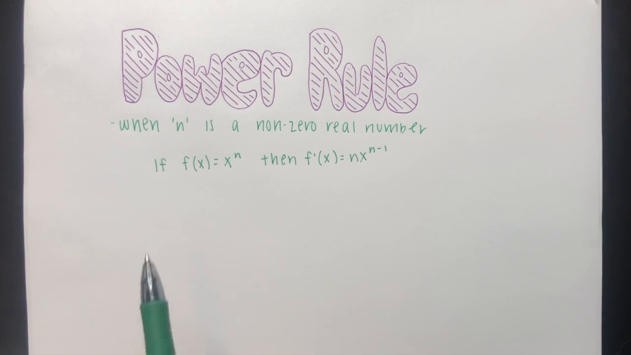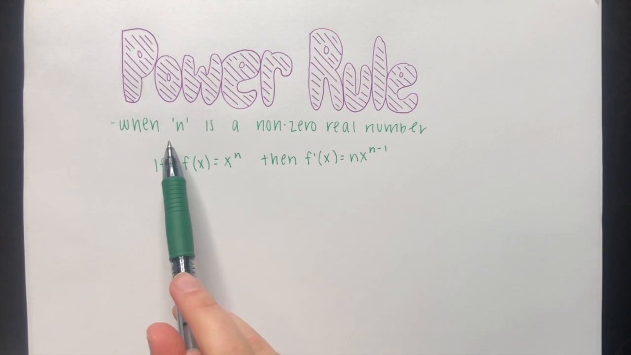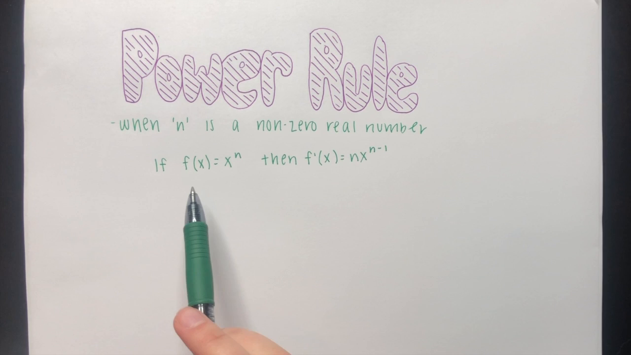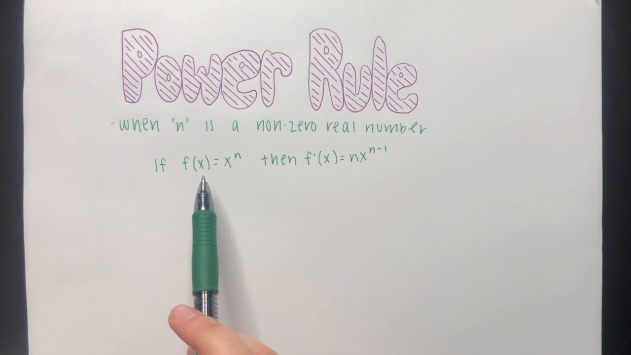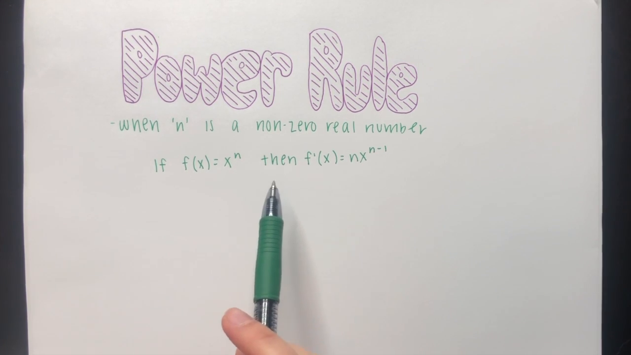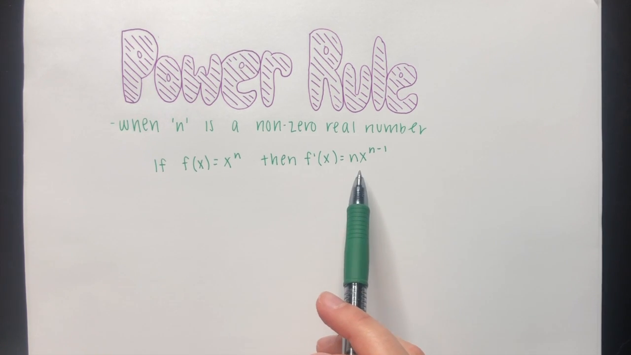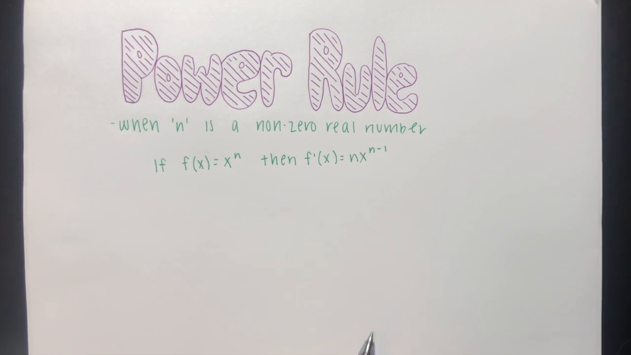So first of all, we need to know that this only applies when n is a non-zero real number. So if we're looking to find the derivative of f of x is equal to x to the n, then f prime of x, or the derivative of f of x, is equal to nx to the n minus 1.